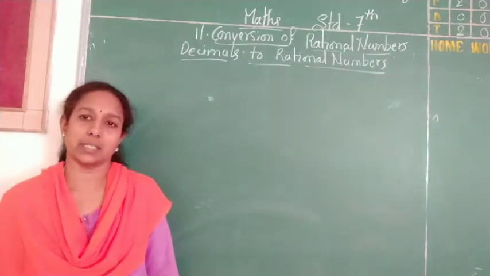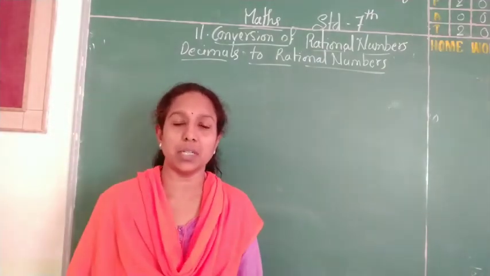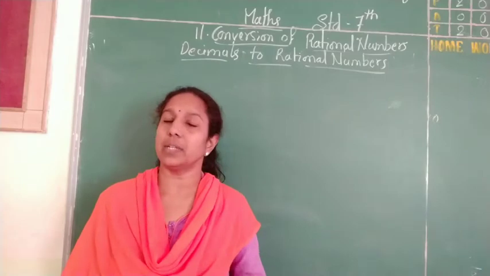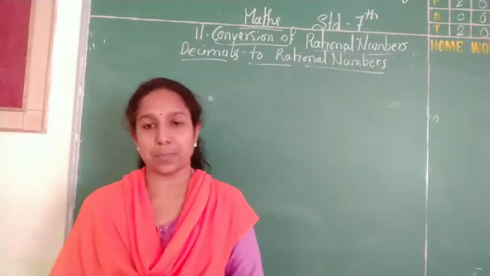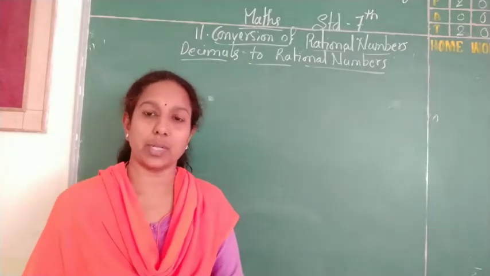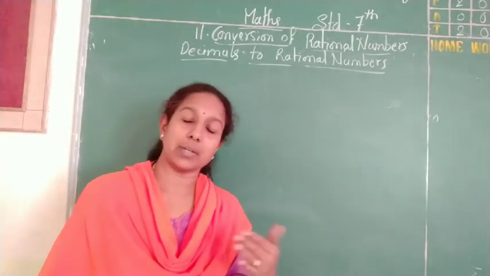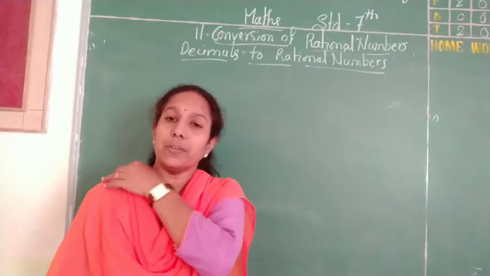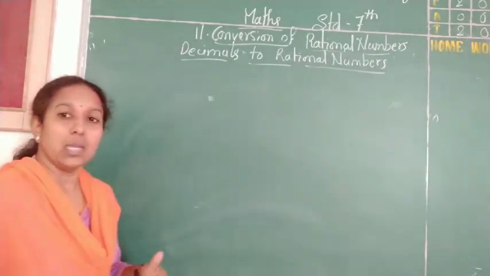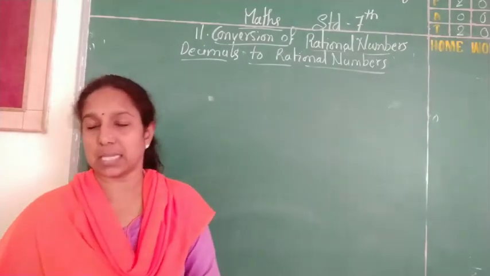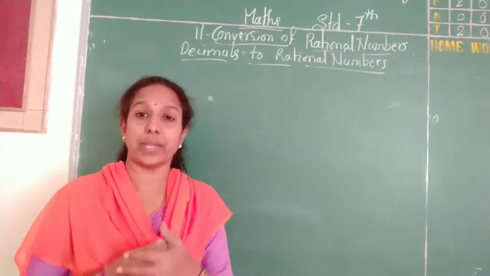Good morning, children. In the last class, we learned how to convert the given rational number to decimals. So today we are going to learn how to convert the given decimals to the rational number. If the decimals are non-recurring decimals, if they are not recurring, how can we do that?